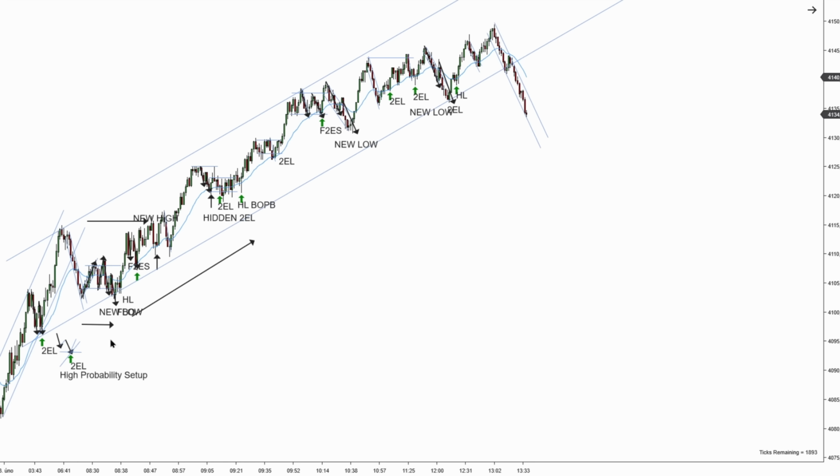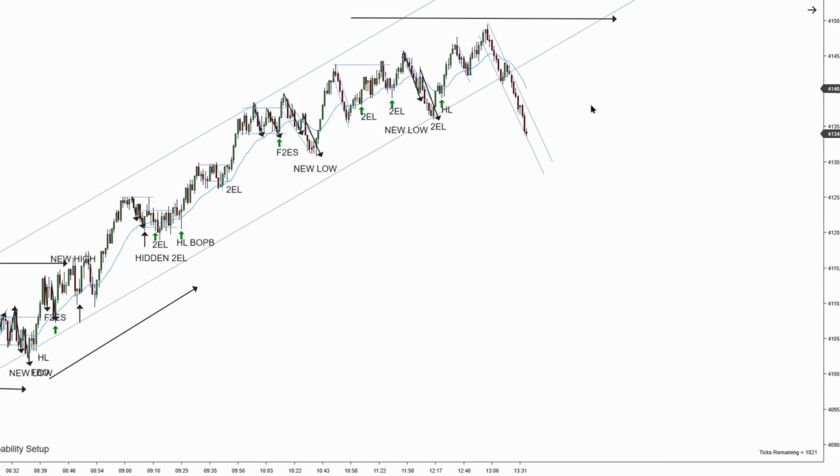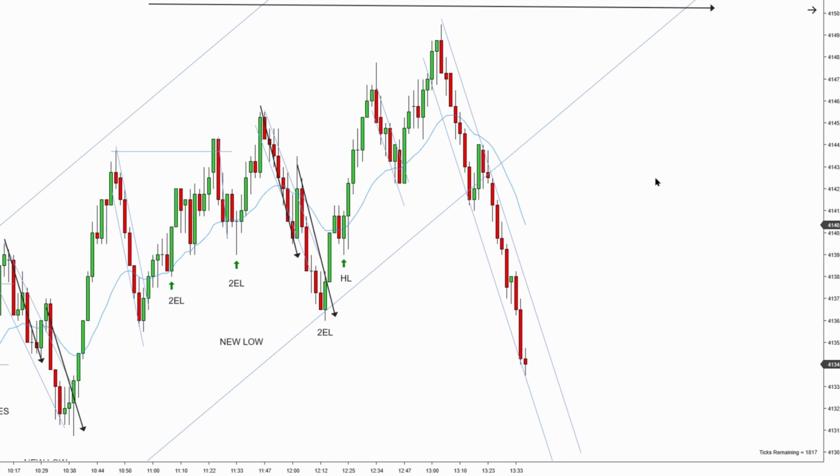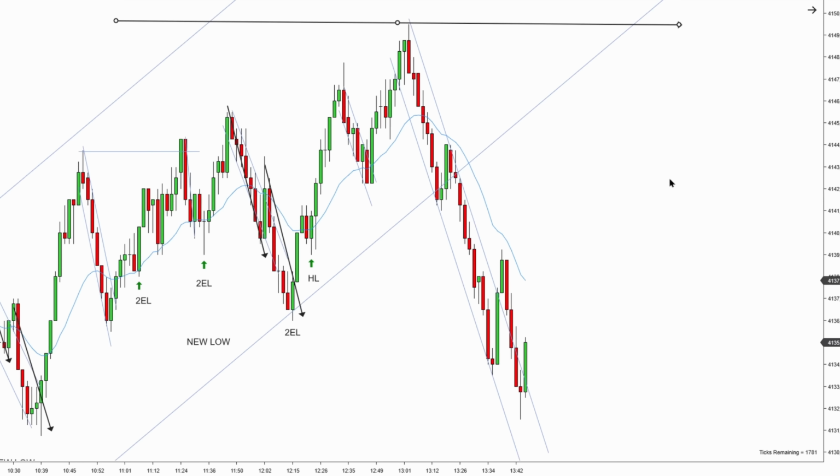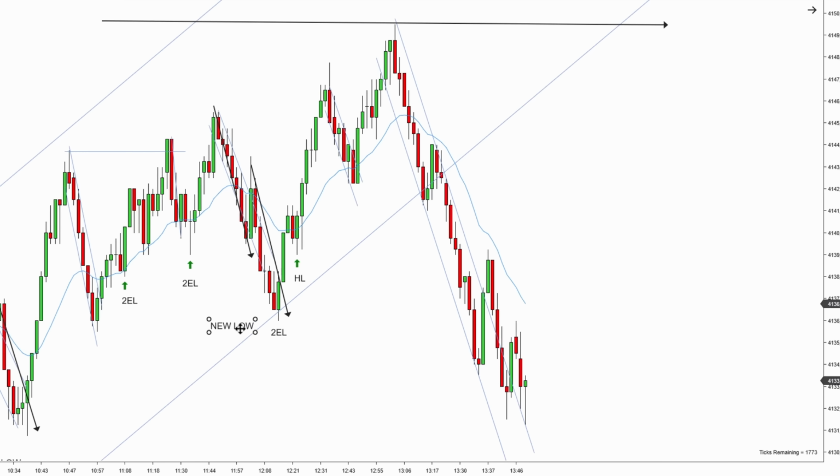So I see a first break of the spike and channel. What am I expecting? For price to form a new extreme, a new high. So I'm only waiting for price to form a new low for this downtrend and to offer me a failed second entry short above EMA, which you already have. New low formed, break, new extreme.